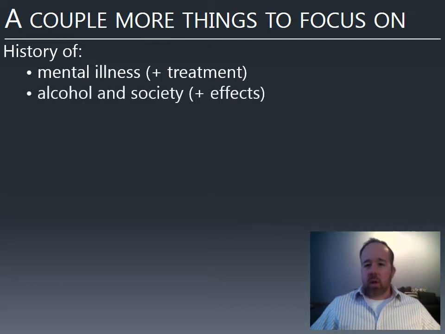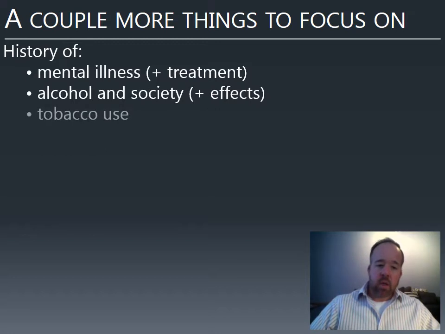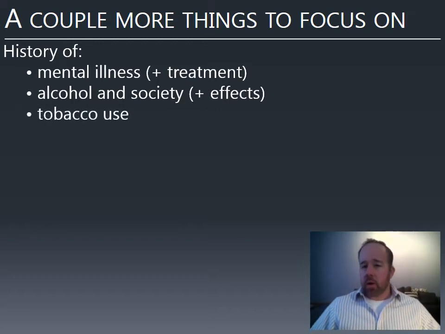Alcohol, of course, being one of the oldest naturally occurring drugs, has a long history with our society globally, but also society in the U.S. And so I would focus on that, the history of alcohol and alcohol regulation in our society, and what effects those regulations have had. And then finally, the history of tobacco use. So tobacco, of course, is a New World discovery, but it comes in a variety of forms, and our attitudes as a society toward tobacco have changed over time as well.